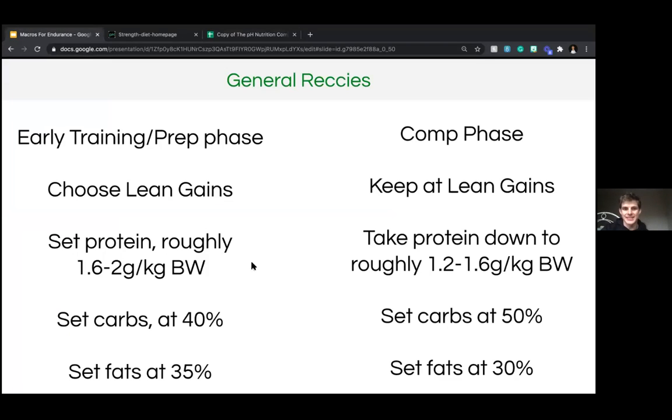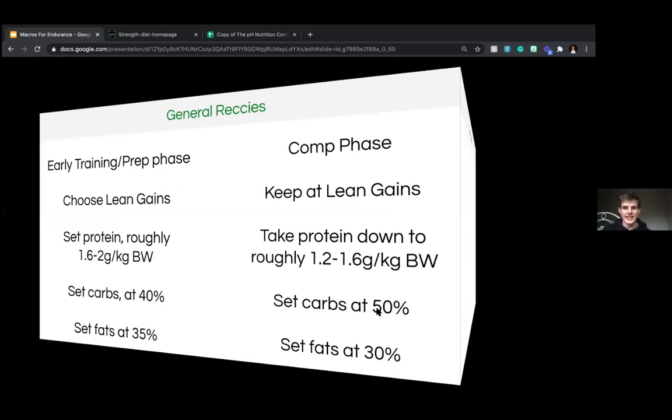So the lean gains: set protein at roughly 1.6 to 2 grams per kilo body weight. 1.2 to 1.6 for the comp phase, then carbs at 50%, fats at 30%, and obviously tweak based on your training intensity as well. Awesome, guys. So key take homes there.